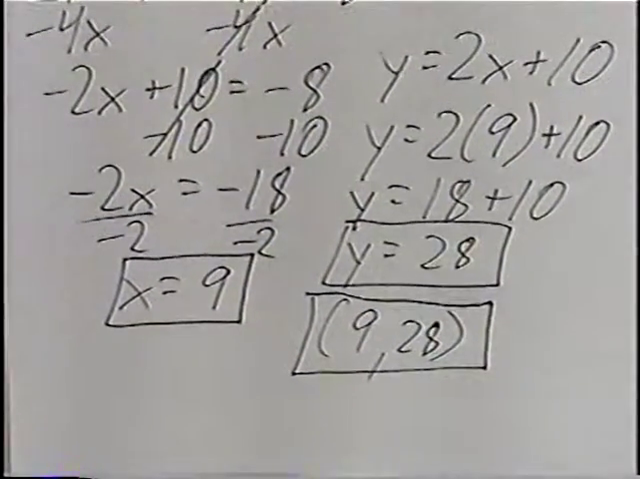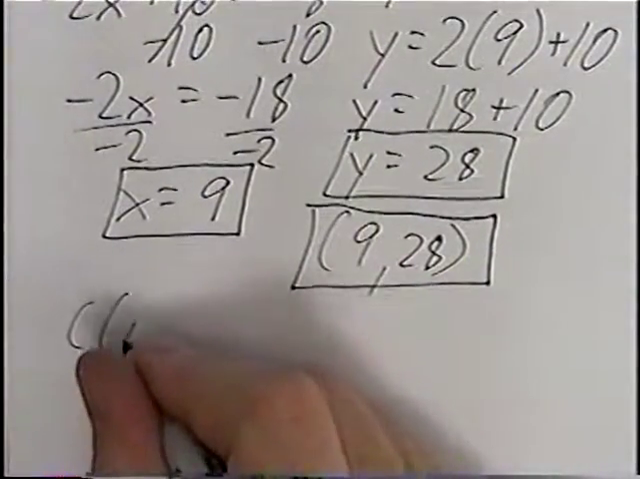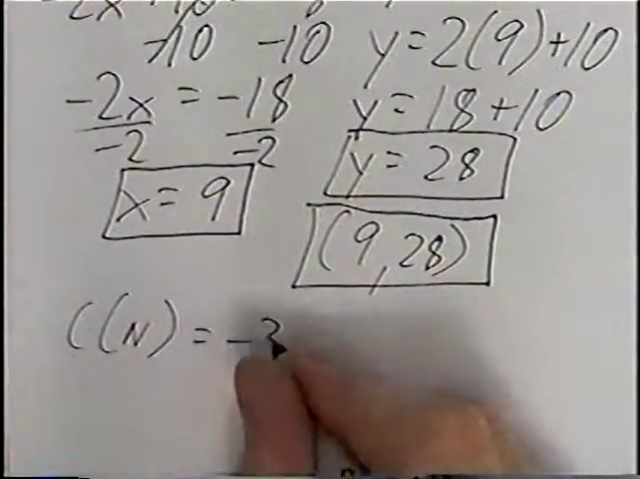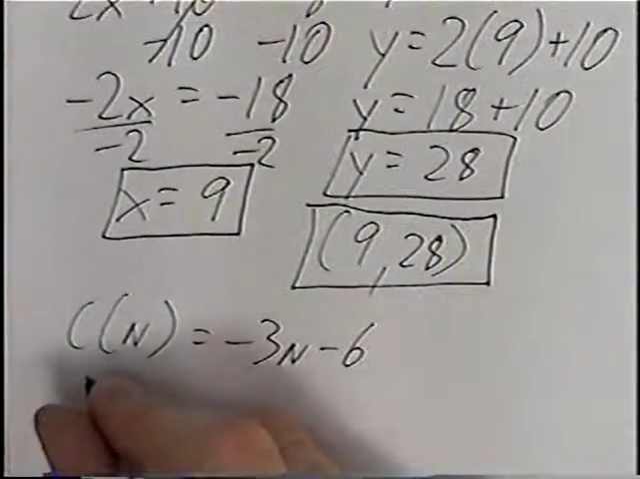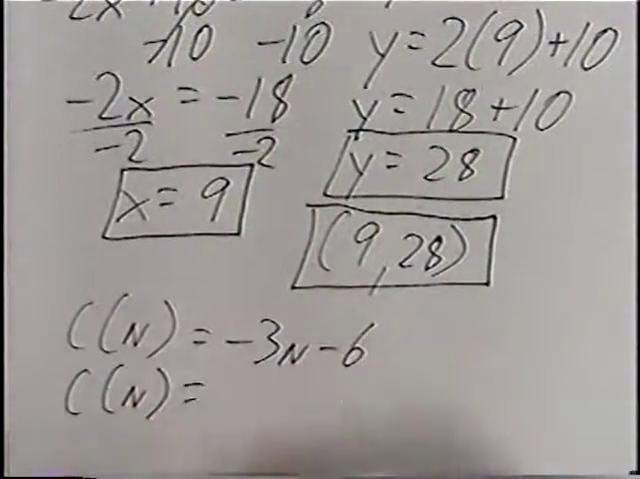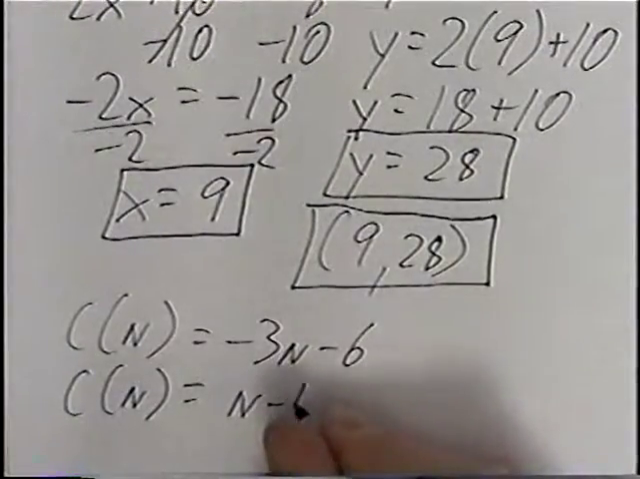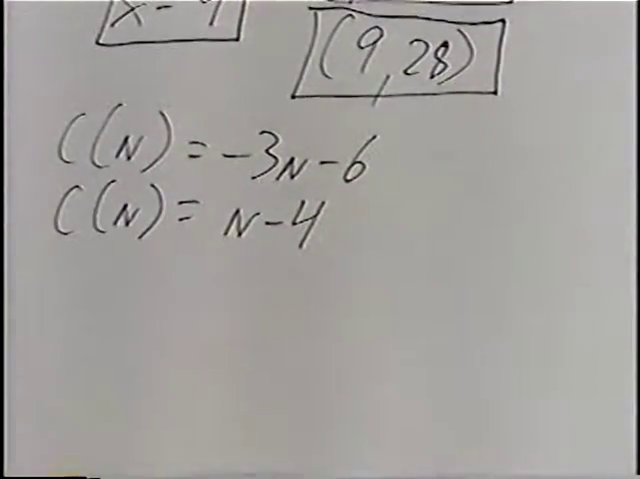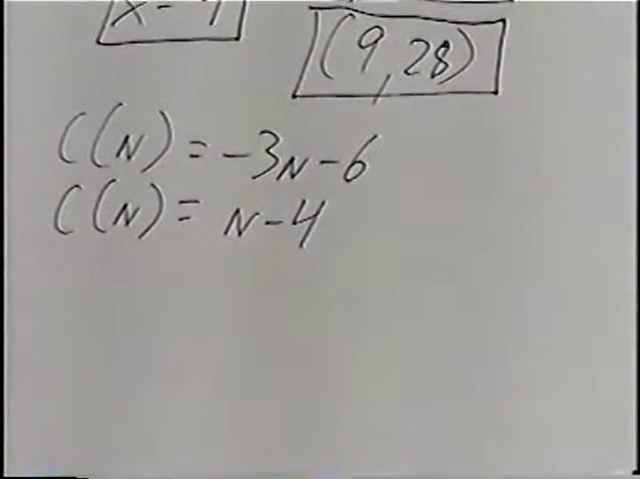Second equations and last equations for the section. First equation, we have c inside parentheses n, which stands for c of n, equals negative 3n minus 6. And the second equation, again we have c of n, equals n minus 4. C of n is similar to y. It's basically a variable that we can solve for. So we have two variables. We have the n, and we also have c of n.